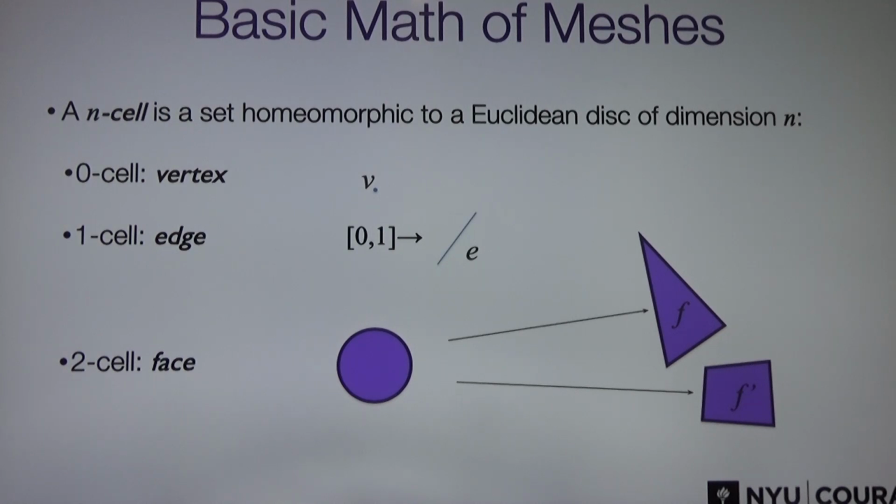So a mesh is actually composed of cells. We define a zero cell, which is a vertex, a one cell, which is an edge, or actually a segment of a real line embedded in 3D, and a two cell, which is a face. So faces are actually homeomorphic to Euclidean disks, which means they can be mapped by a differentiable mapping from a Euclidean disk and back and forth.